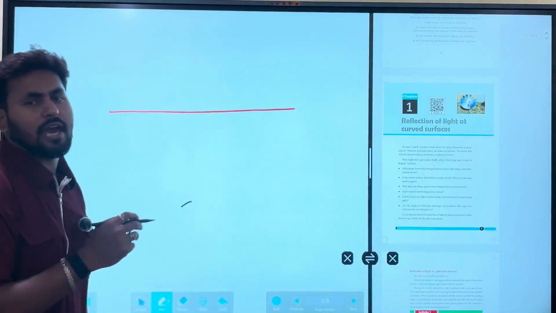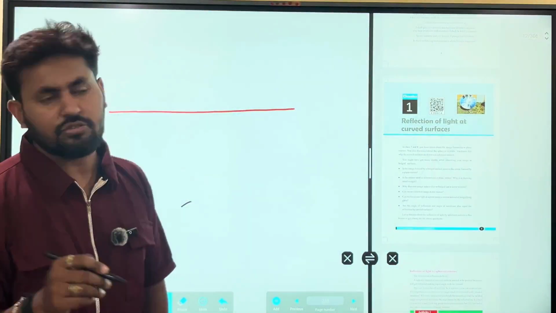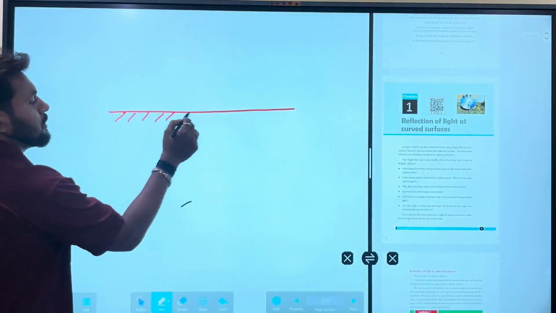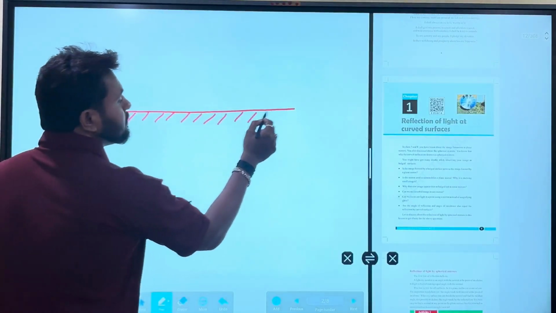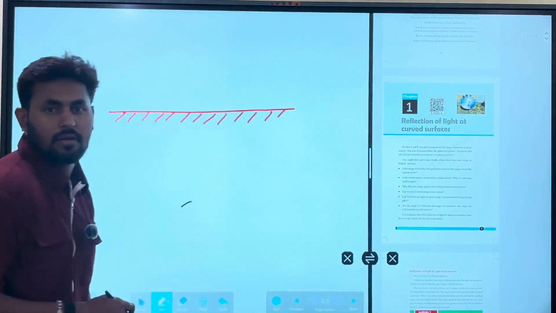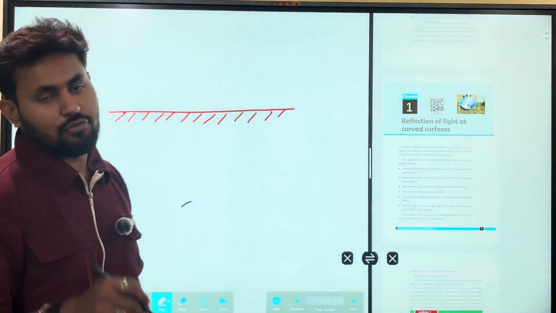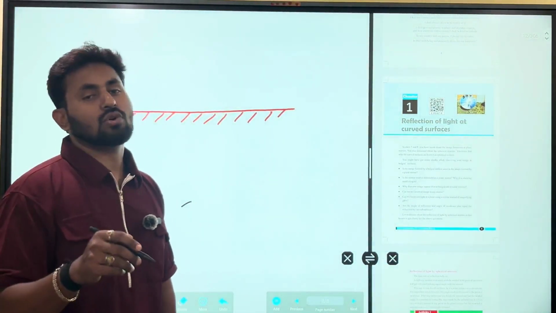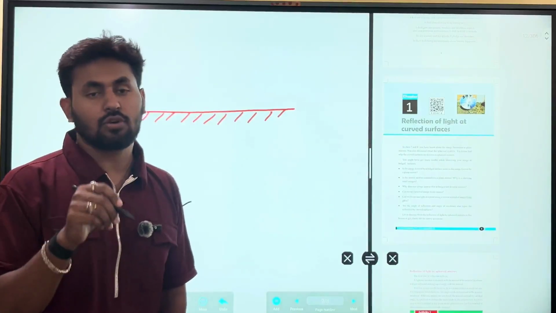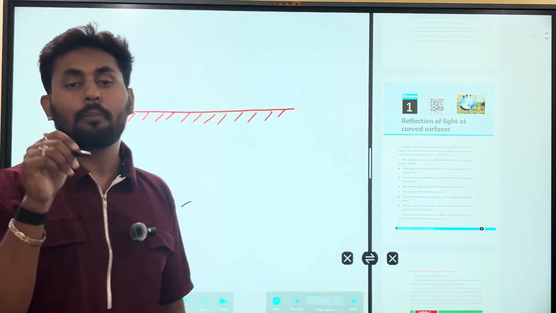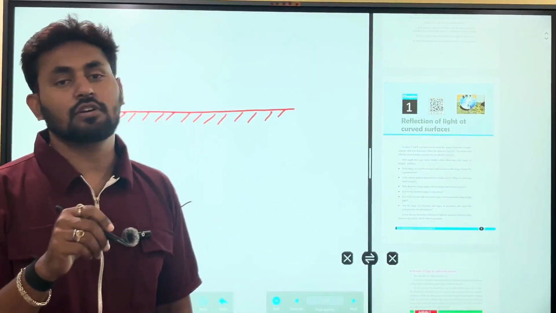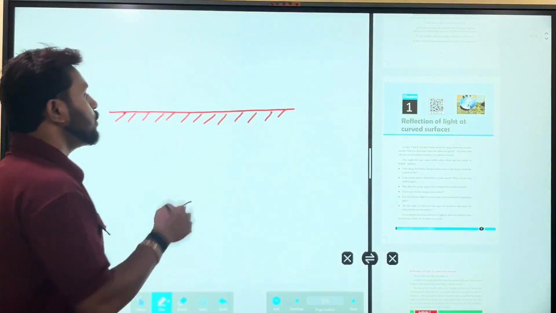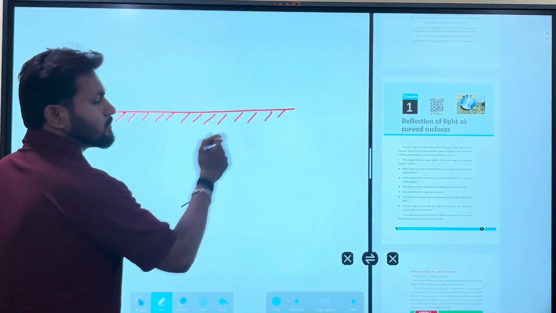Before I start, can anyone comment in the comment box, why do we paint the plane mirror from the back? Please start commenting if you are commenting in the group. I will make sure that whatever you are commenting in the group, I will check it further and I will give you appreciation for the same. Why do we paint this from the back?